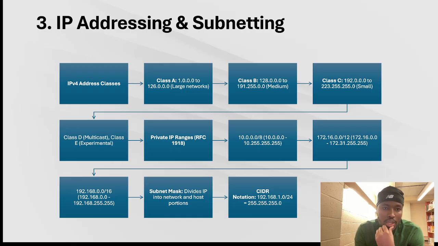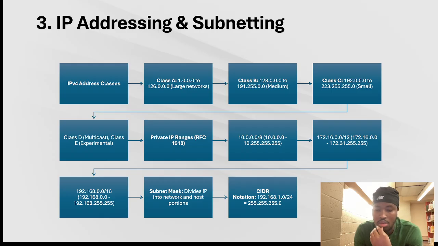Now the IP addresses and the subnetting. IP addresses are critical for the Network Plus, and for IT personnel, IPv4 addresses are divided into classes. There is a Class A right here. I'm not going to say the names, but this is the large network. Class B is the medium, and uses 128 to 191. Class C is very small. Class D is multicast and is usually used for experimental.